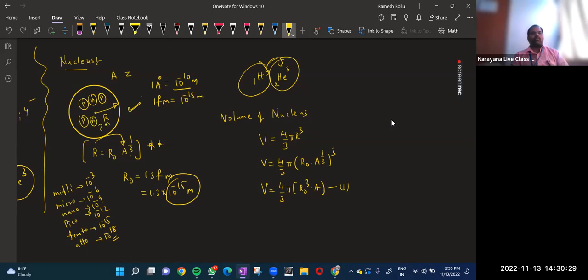Yes or no? There is no guarantee that the number of protons should be equal to the number of neutrons. No such rule is there. Maybe sometimes equal, sometimes neutrons are more; in most cases, the number of neutrons is very much more. Is my point clear? So I will assume the mass of the proton equals the mass of the neutron, almost the same. Compared with the neutron, the mass of the proton is slightly higher, but that is negligible.